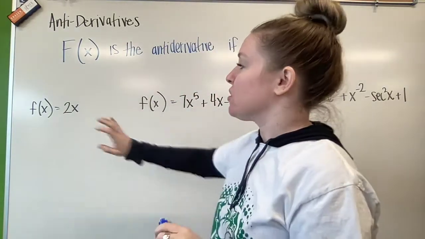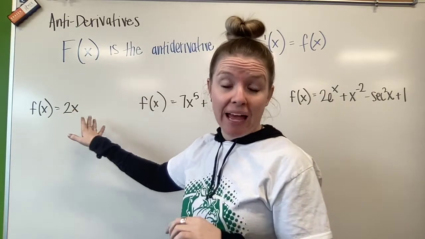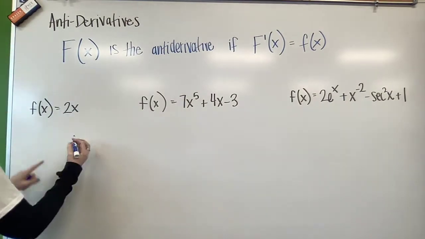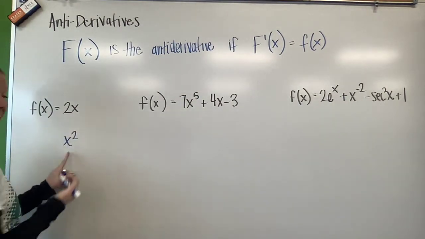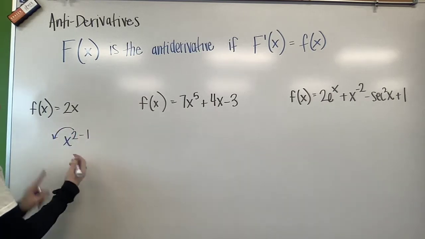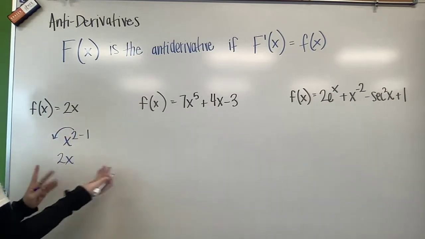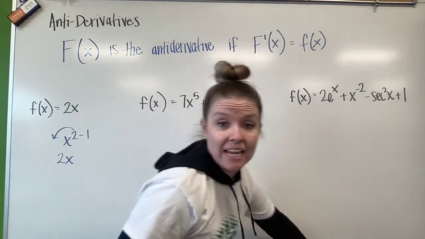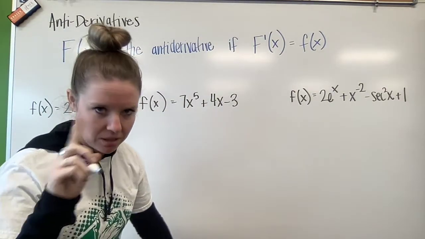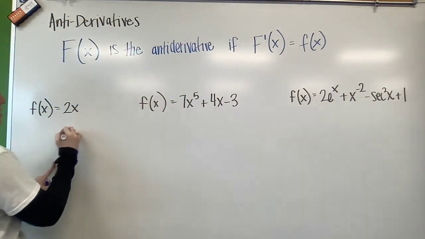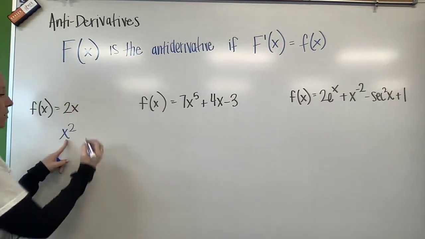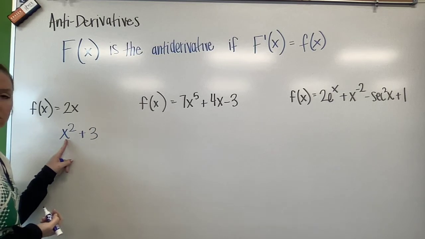It's a lot, but we're okay. We can do this. So this first one here, if my function is 2x, the antiderivative of that is going to be x squared, right? Because if I drop the 2, subtract 1, that becomes 2x. Yes? So the antiderivative of 2x is x squared. But here's a question. If this is x squared, the derivative is 2x. But what if this was x squared plus 3?